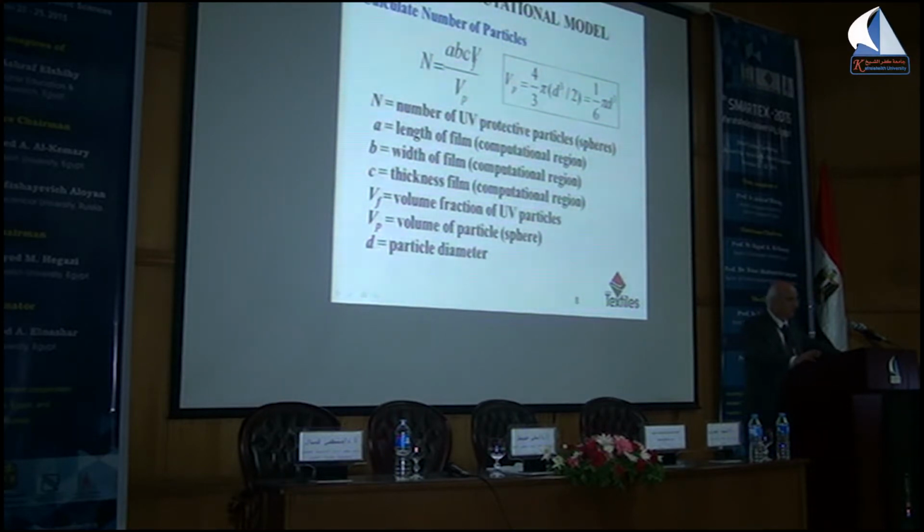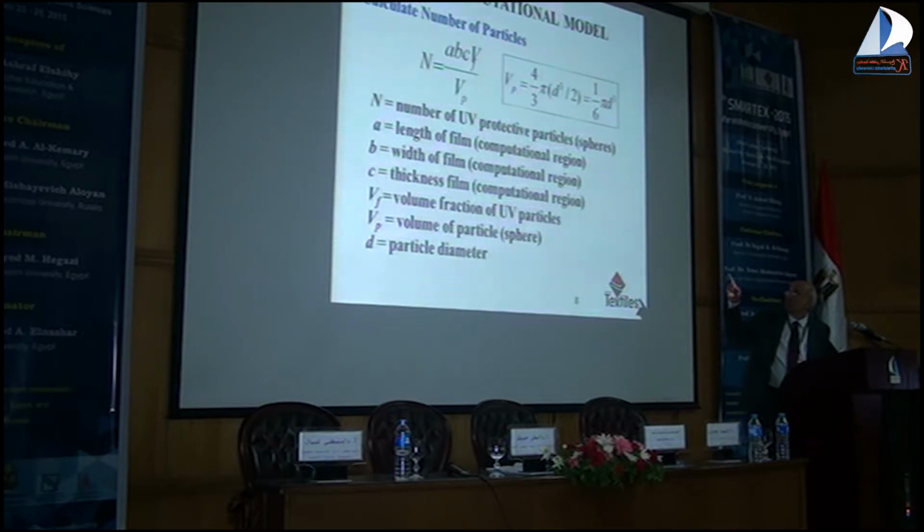We studied here the volume. We have N, which is the number of UV protective particles, spheres. A is the length of the film in the computational region, and B and C are width and thickness. The volume fraction of UV particles is V sub F, and V sub P is the volume of a particle, which is a sphere. And D is the particle diameter. So we can calculate this relationship, and we can come up with V sub P as you see it right there.